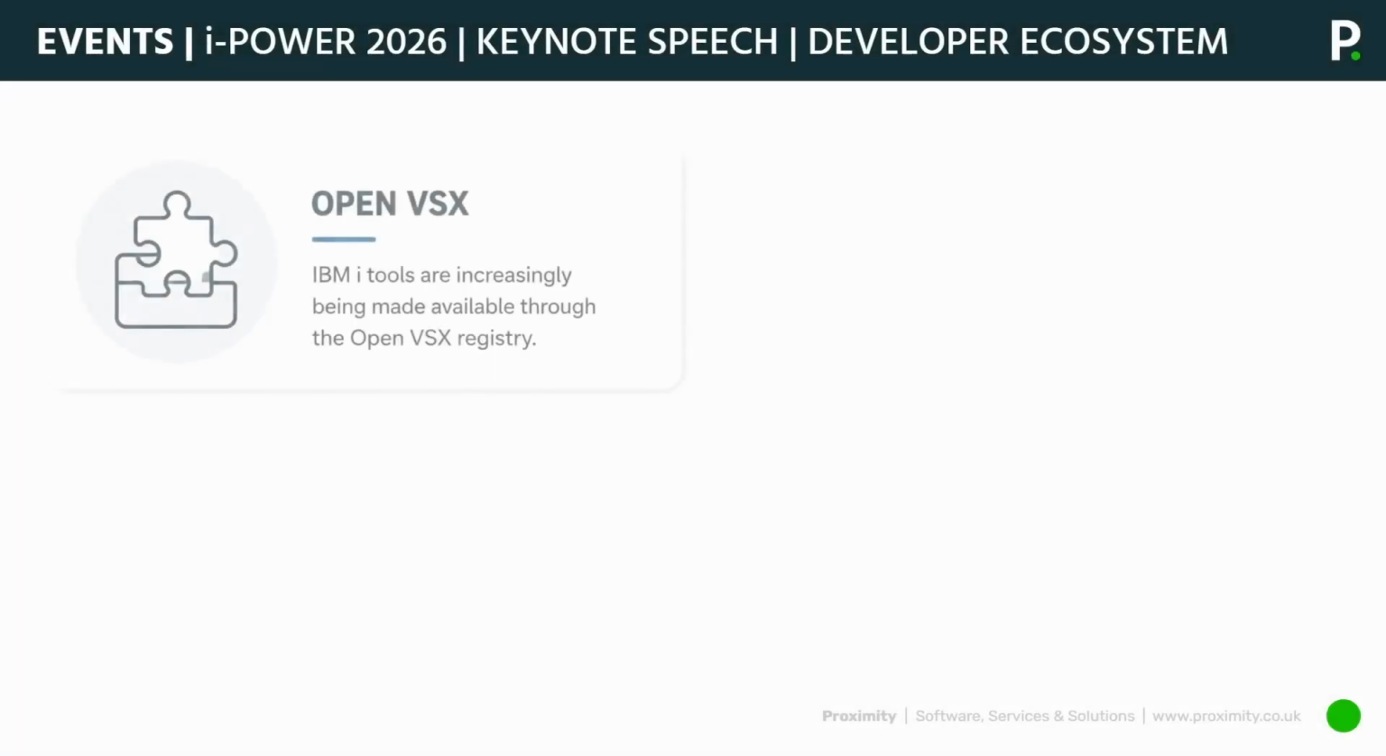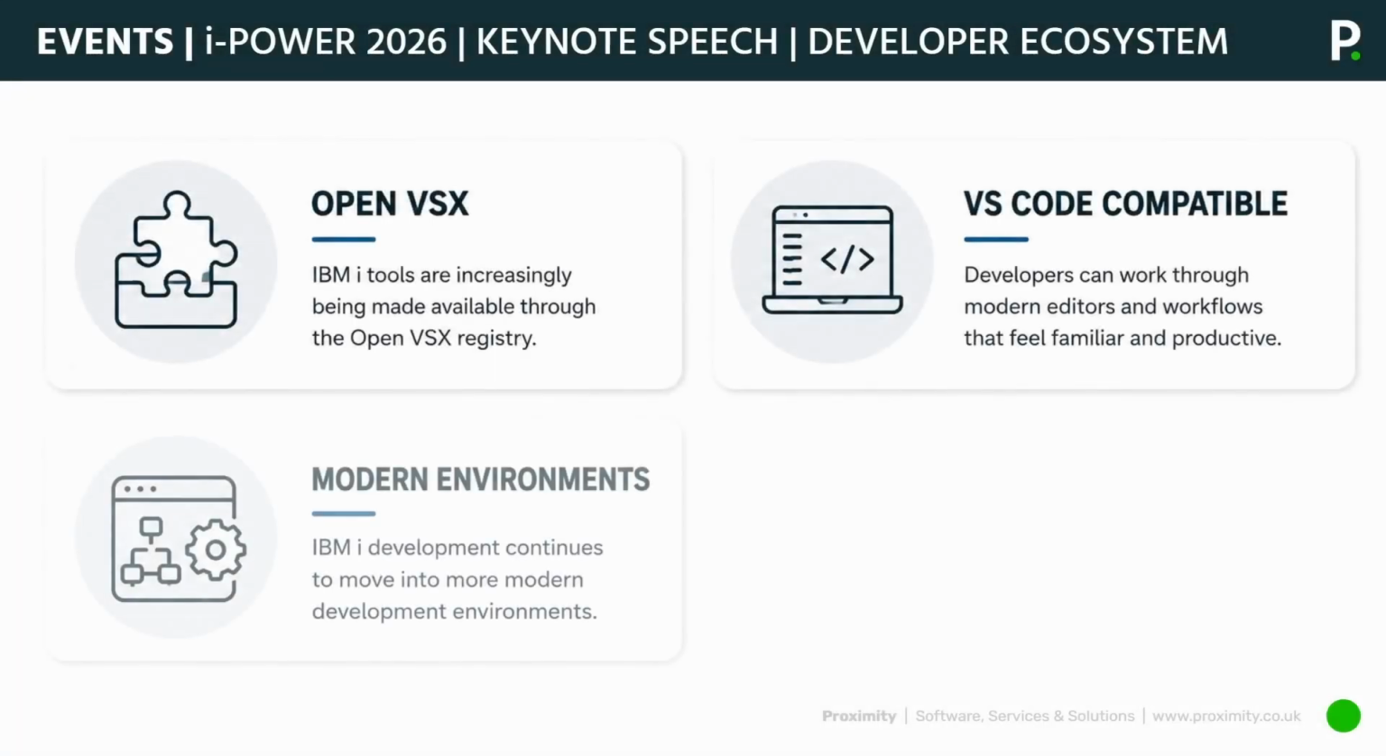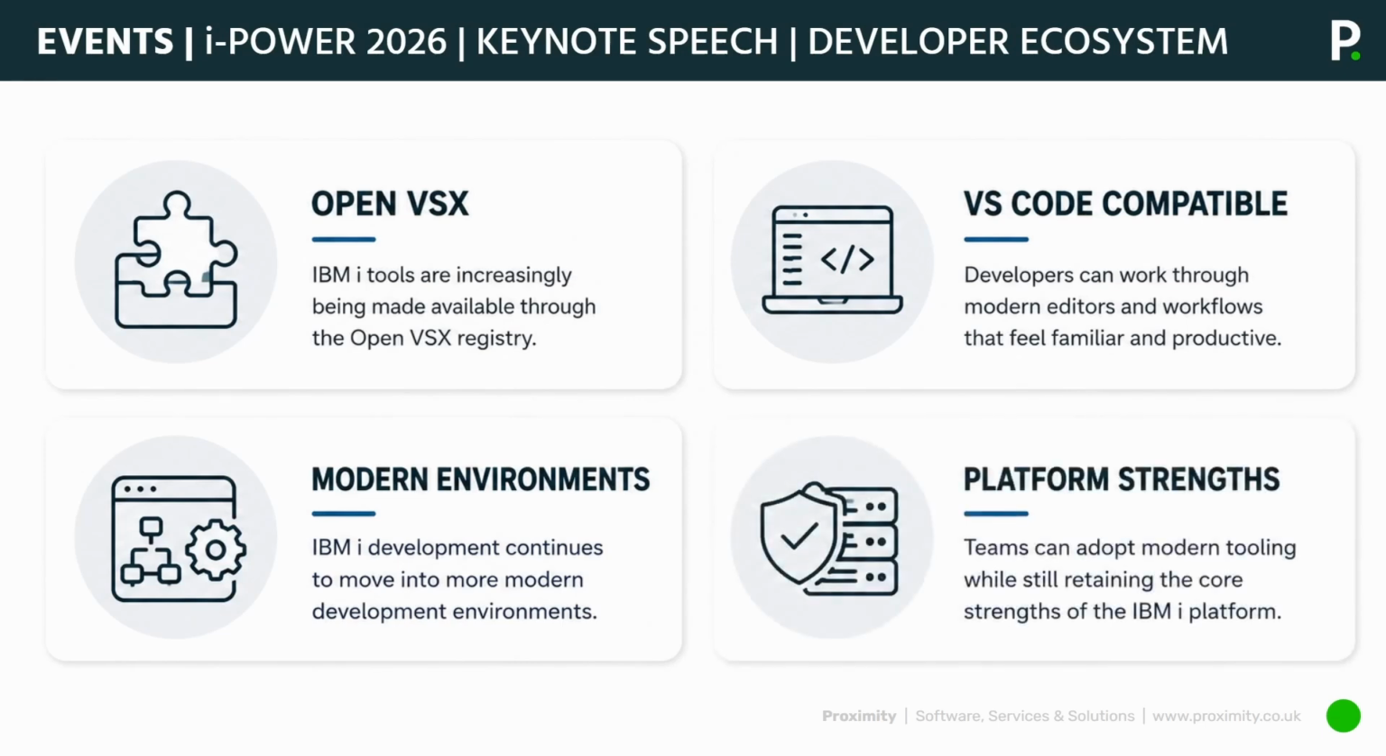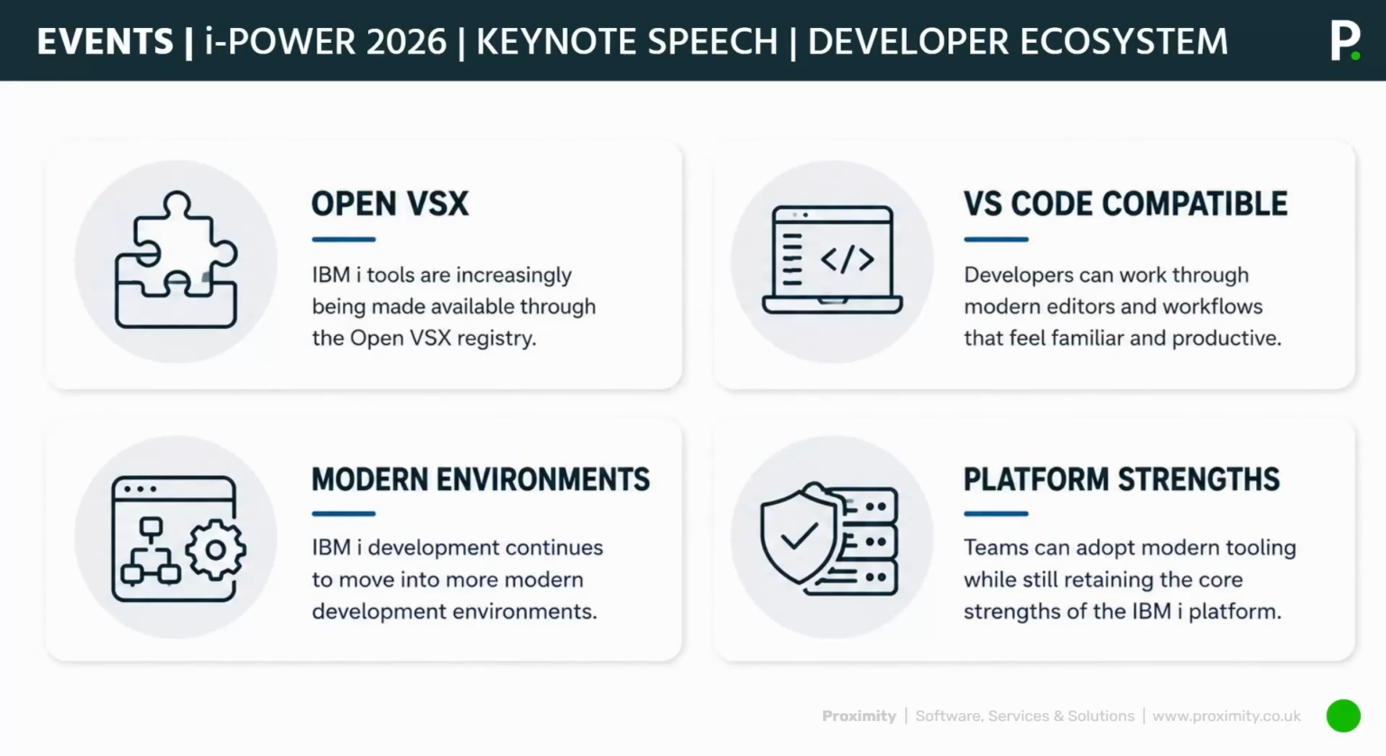There was also a strong emphasis on the developer ecosystem around IBM i. The keynote referenced the Open VSX registry and showed how IBM i tooling is increasingly available through VS Code compatible editors. Now, this matters because it reinforces the direction of travel. IBM i development is continuing to move into more modern development environments while still retaining the strengths of the platform.